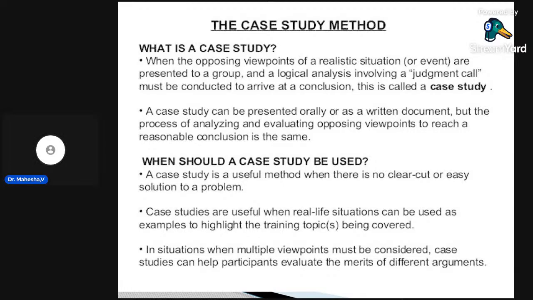A case study can be presented orally or as a written document, but the process of analyzing and evaluating opposing viewpoints to reach a reasonable conclusion is the same. When should a case study be used? A case study is a useful method when there is no clear cut or easy solution to a problem. Especially in court cases, they use the case study method in order to analyze new cases. Case studies are useful when real life situations can be used as examples to highlight the training topics being covered.